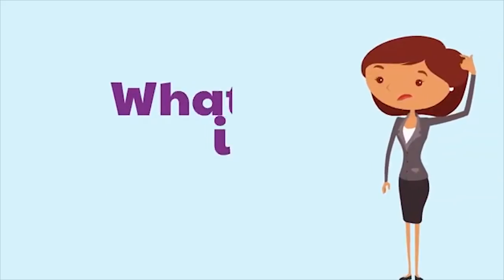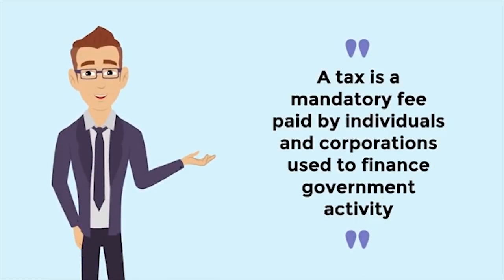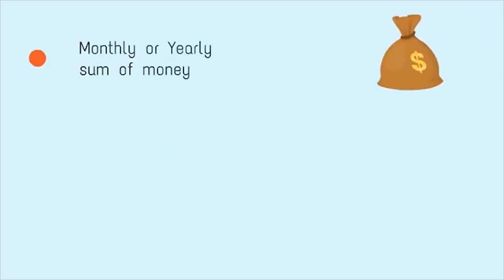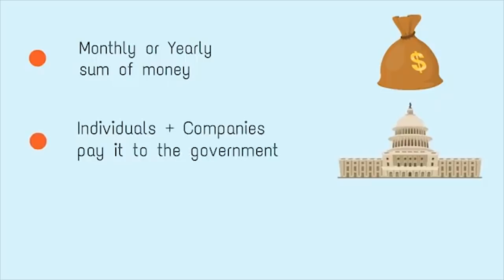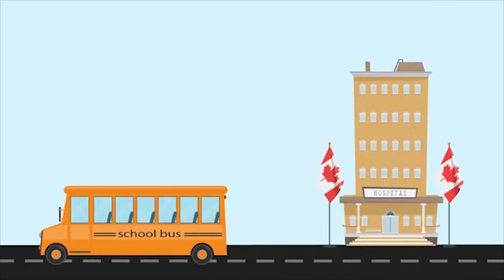So first off, what is a tax? A tax is a mandatory fee paid by individuals and corporations used to finance government activities. Simply, it is a monthly or yearly sum of money commonly expressed as a percentage individuals and companies pay the government so it can in turn finance government-provided or subsidized services. These range from our highways to healthcare to Canada's public education system.